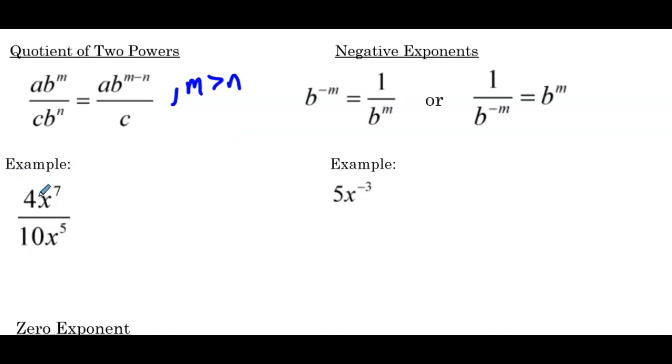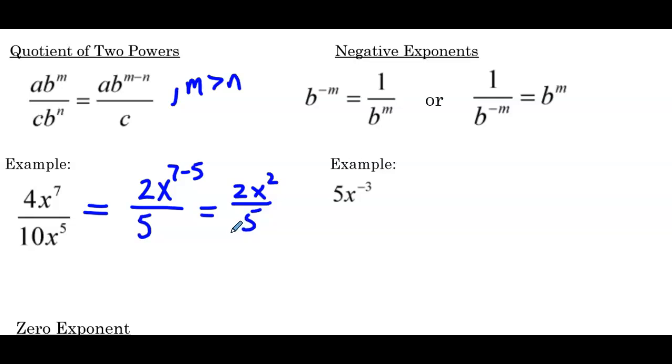Okay, so for example, we have 4x to the 7th divided by 10x to the 5th. So first, we'll simplify the coefficients. So 4 over 10 simplifies to be 2 over 5. And then we have x to the 7 minus 5, right? Exponent in the numerator minus the exponent in the denominator, which is going to give us 2x squared over 5.